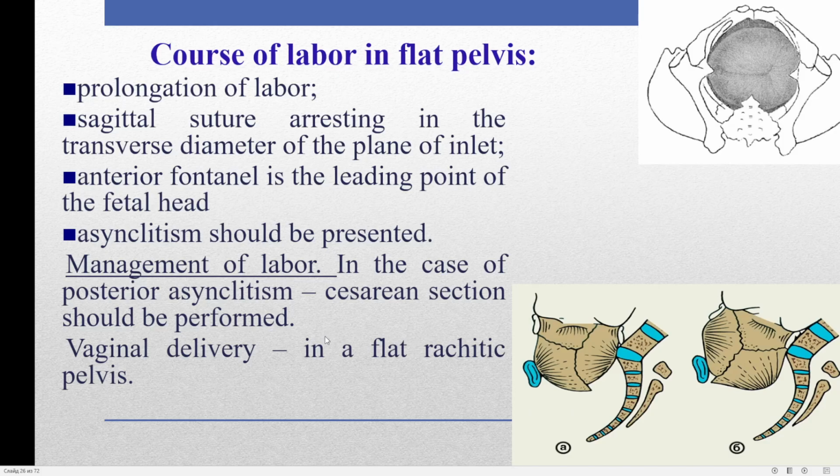Management of labor in the case of posterior asynclitism, as I said before, is cesarean section. Vaginal delivery in a flat rachitic pelvis is possible, again, if it's first or second degree of contraction and there is normal engagement or anterior asynclitism.